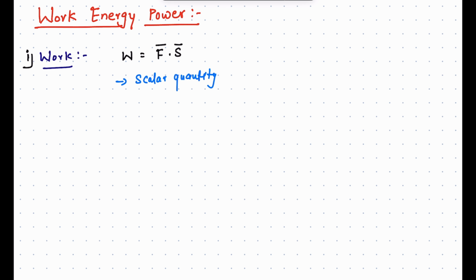The other way to write this same formula: I could write F dot s as F s cos theta, where theta is the angle between them. It can also be written as force times displacement in the direction of force, or, if we put cos theta together with force, force in the direction of displacement times displacement. The unit of this is going to be joules.